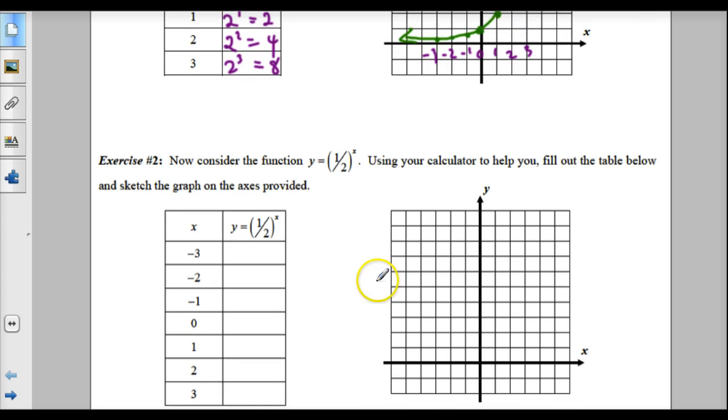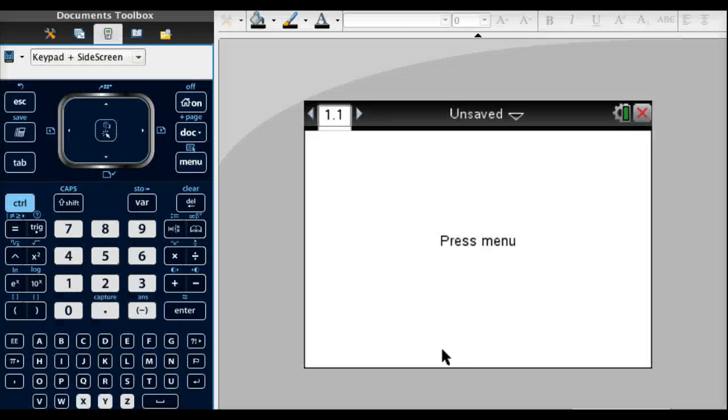Now, let's move on to exercise 2. It says, consider the function y equals (1/2) to the x. Using your calculator, find a table and then sketch it. You're going to need your calculator. That means, yes, you have to get up and get one. If you haven't done so, I am so sorry to make you get up again.